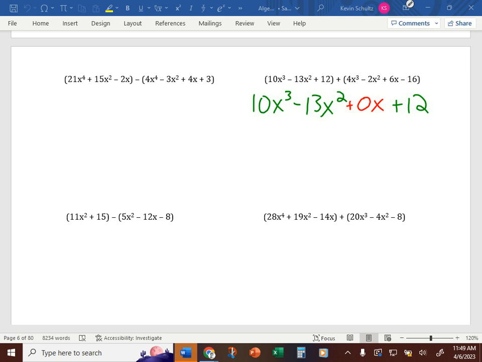Okay. Then my second expression has an x cubed term, 4x cubed. It has a negative 2x squared. It has a 6x, and it has a negative 16. Again, line up all those like terms. Our operation is addition.